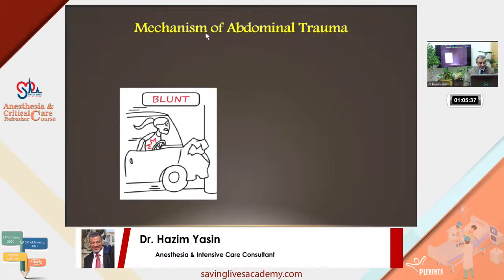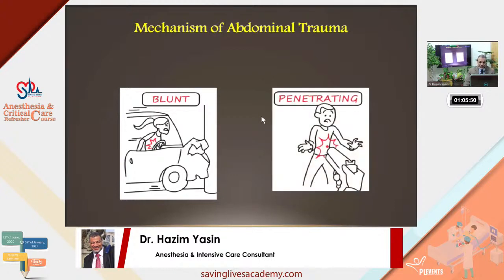If to the right, left side, we'll think about stomach, spleen, and duodenum. If in the epigastrium, we will think about diaphragm and stomach. If penetrating, which is less frequent, because blunt trauma constitutes about 90% of abdominal trauma, while penetrating is only 10%. And you will not imagine that blunt trauma is the most dangerous and most fatal.